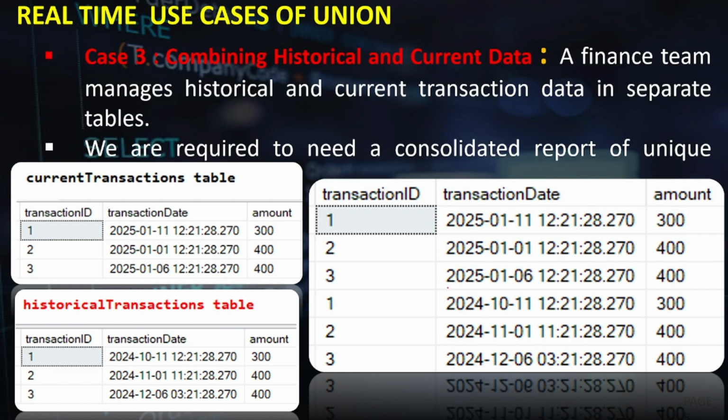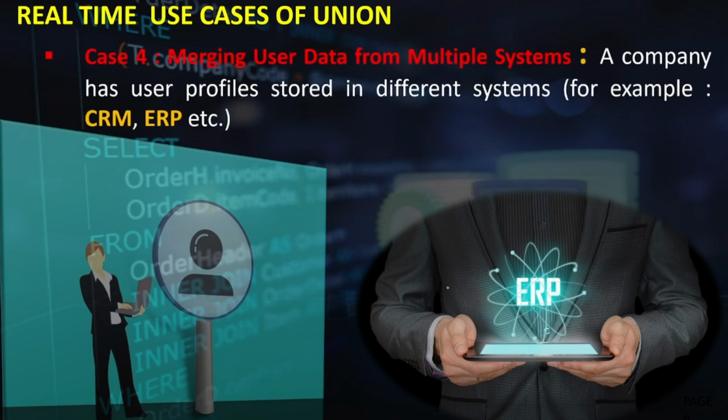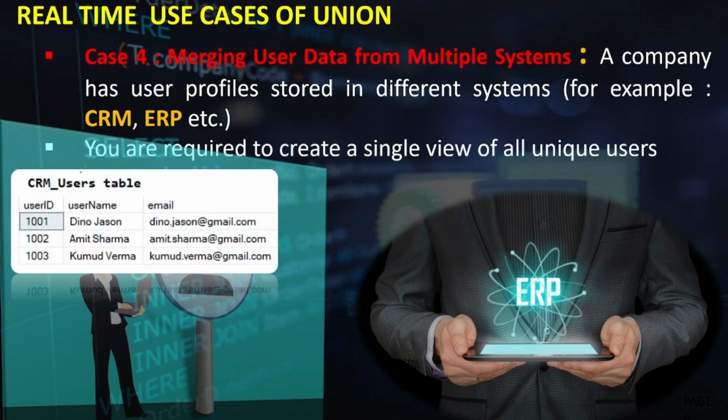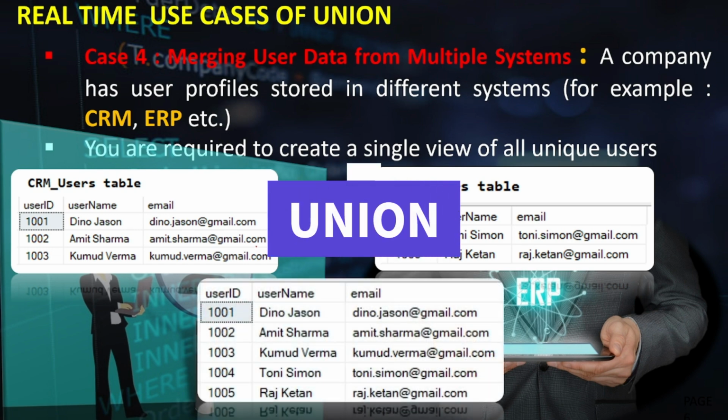This is the third example. Let's go and explore another example. There is a company which has its employees' data in two different places. They have data in CRM and at the same time they also have data in ERP. Both tables have similar data: user ID, username, and email. Obviously they have the same type of data and want to consolidate it in one place. So they can use UNION between these two, and here is the resultant data.